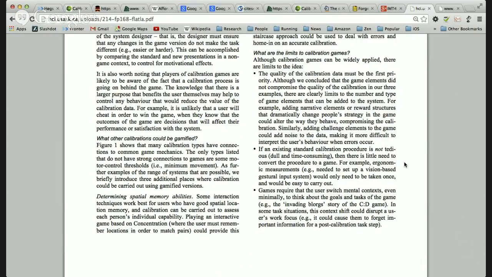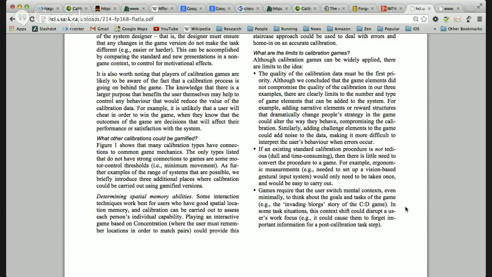And the other one is again on the cost side, the one below. Games require the user to switch mental context, even minimally, to think about the goals and tasks of the game versus the calibration. In some task situations, this context shift could disrupt the user's work focus. So that's again something to note. These are kind of the end user costs of gamifying anything. And keeping that in mind, I think is good, bullet points and comments here.